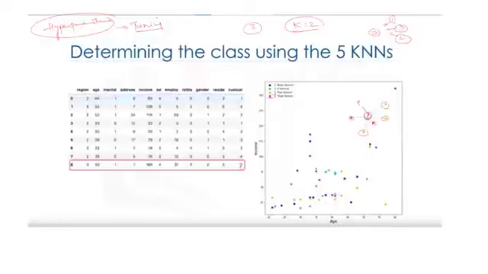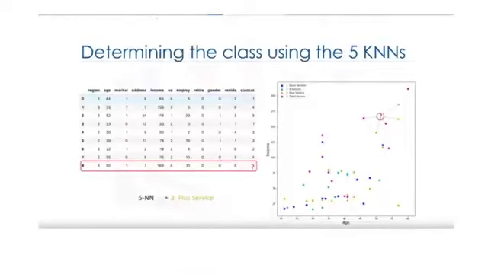So test it on 5, test it on 7, test it on 9, 11. The best practice is to take odd numbers, but again there is no fixed rule. So take odd values, train the model at various k values, and see at which k value you are getting better results. Now see, with k equal to 5, this has labeled this observation as category 3, which is plus services.